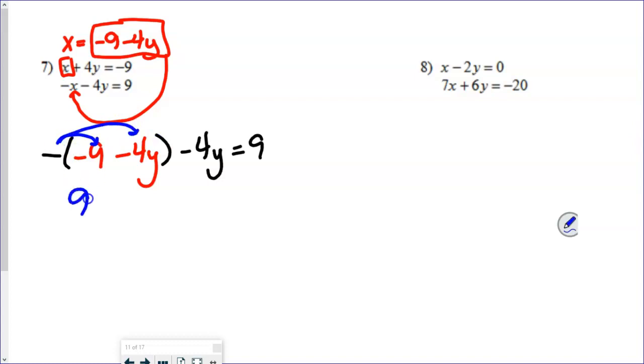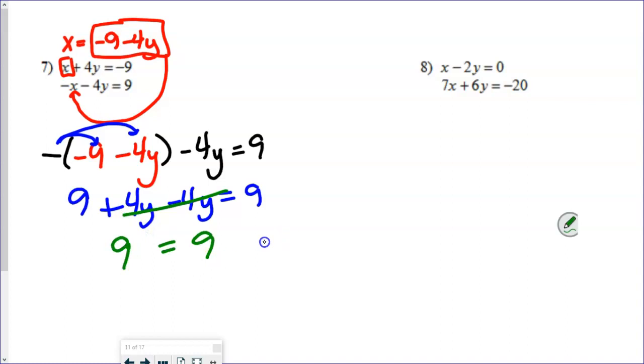What do we have here? A positive 9, and then a positive 4y. Uh-oh, something weird's going to happen. So this is a case of weird solutions. The 4y and the -4y cancel, and right now my statement says 9 equals 9. Well, that's true. It's just not a solution, and that's because you have infinitely many solutions.